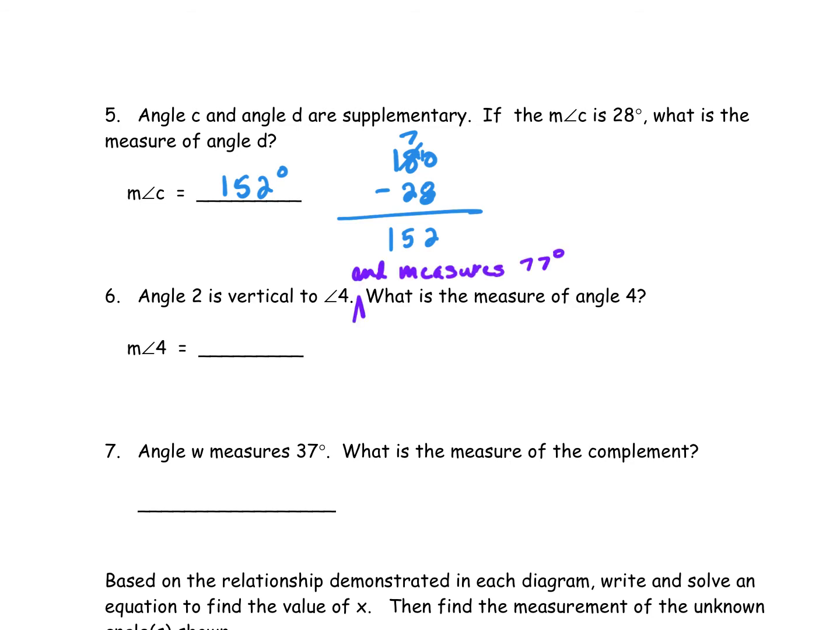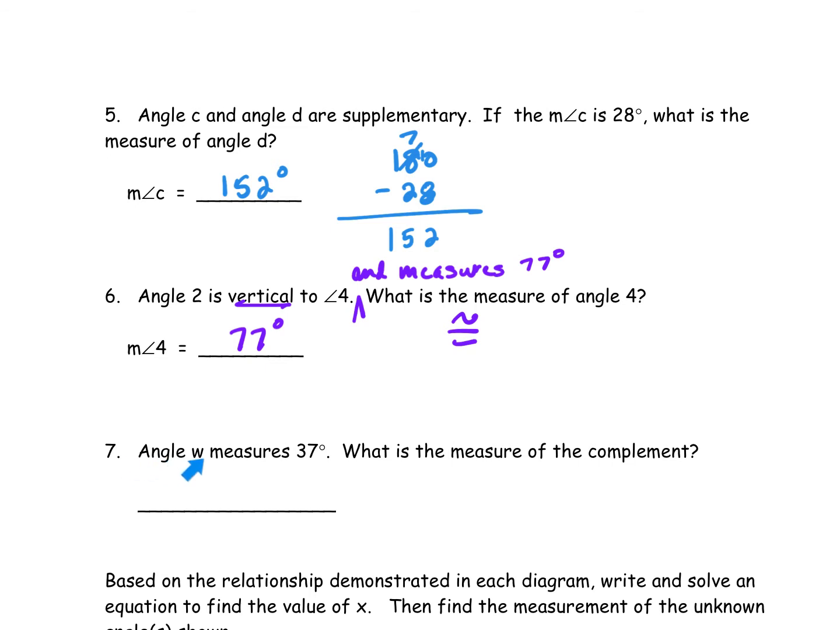For number 6, there was missing information. So angle 2 is vertical to angle 4 and measures 77 degrees. What is the measure of angle 4? Angle 4 would have to also measure 77 degrees because vertical angles are congruent, which means equal to each other and across the vertex from one another.